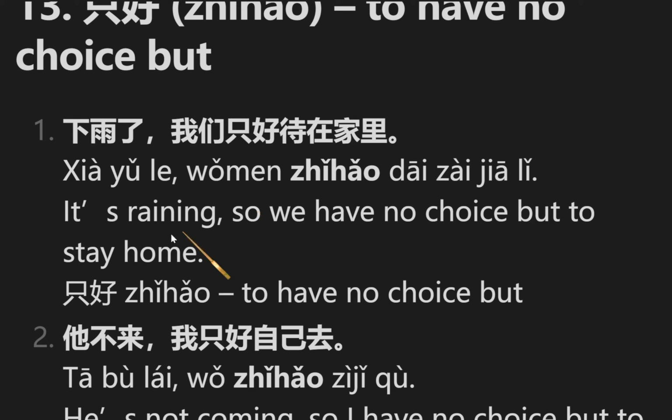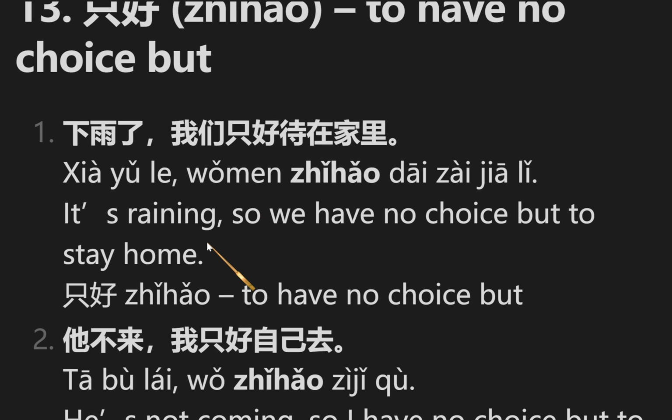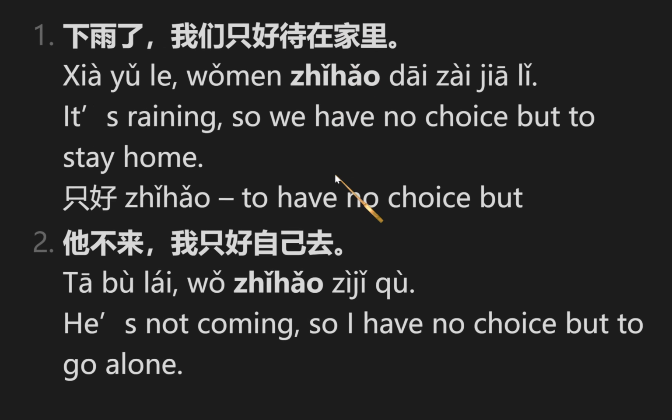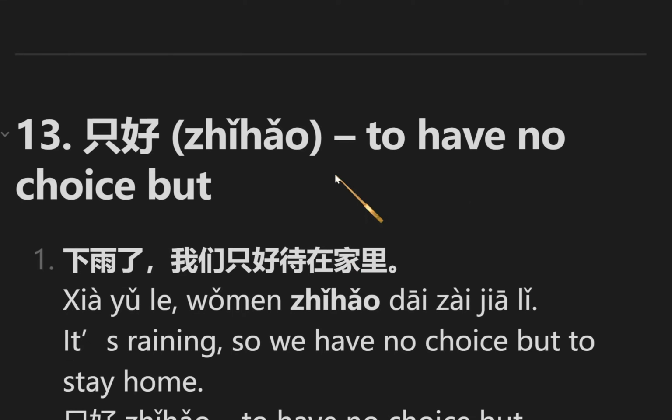Let's read again. It's raining, so we have no choice but to stay at home. Stay home. 下雨了，我们只好待在家里，在家里 inside of house, or at home, right? 下雨了，我们只好待在家里。These examples are sometimes not easy, but keep in mind we need to learn this one. 只好 to have no choice but.